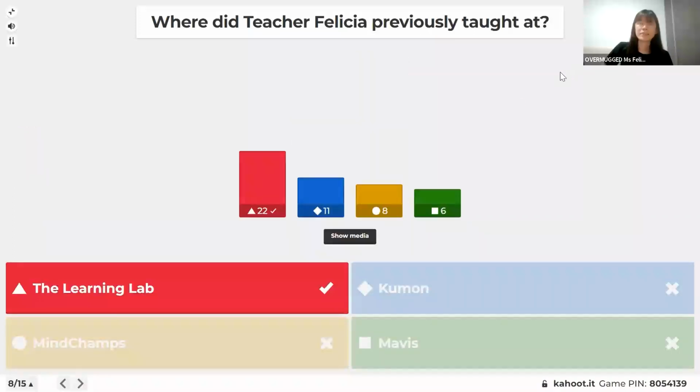So actually, I've been teaching at the Learning Lab for 7 years already. Before Learning Lab, I was teaching in another tuition center called Wisland Tuition Center. So actually, I've been teaching science for many, many years already.